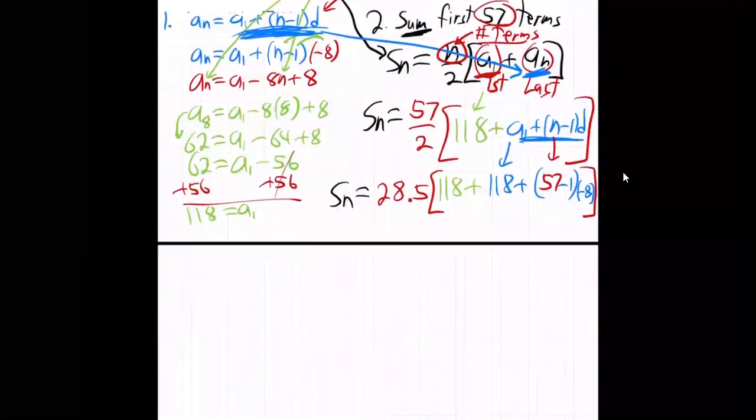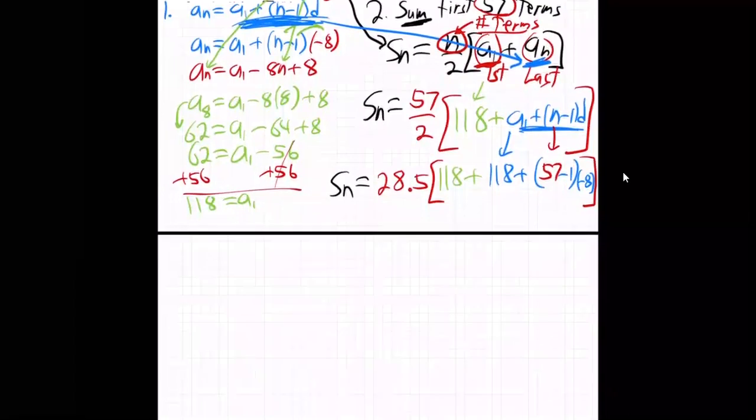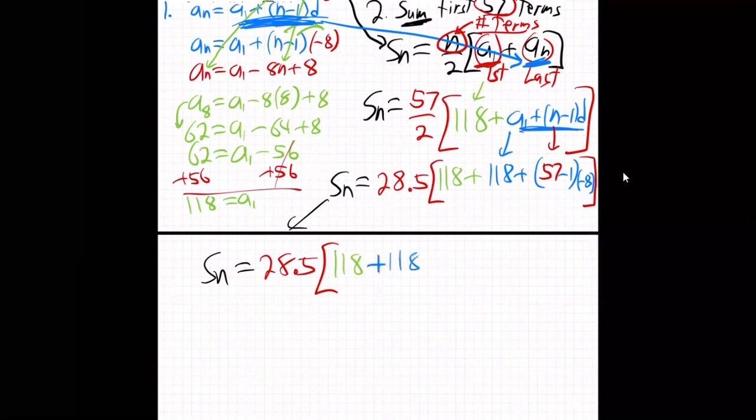So, all right, let me get a little more room here. It's getting complex. So bring it over here. S sub n equals 28.5 times, lots of terms here, 118 plus 118 plus 57 minus 1 is 56 times -8, right? Times d right here. See that? N minus 1 times d times -8.